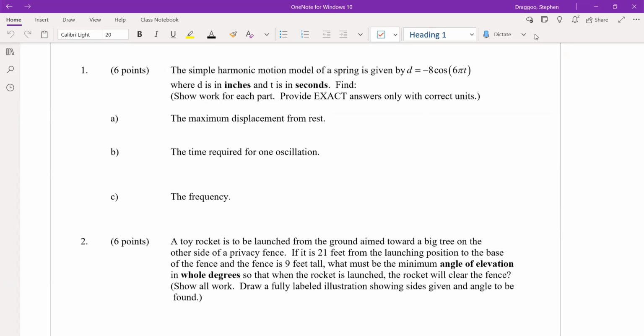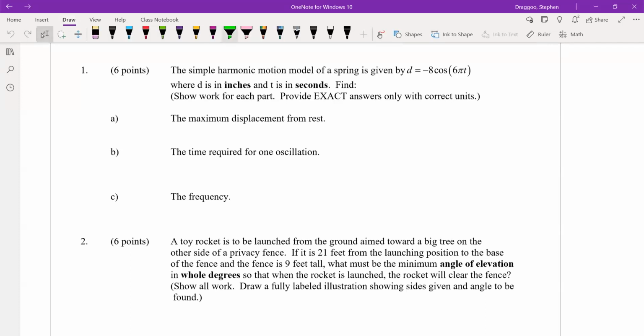We want a few things: the maximum displacement from rest, the time required for one oscillation, and the frequency. And we're going to want to include units on these answers. Right, so if I go to highlight a couple of things that I thought were important with the correct units, and let's go from there. So each of these questions are asking for information that we have previously seen back in worksheet 6 and 7. When we did graphs of sine and cosine, they're just going to use a slightly different name for them.